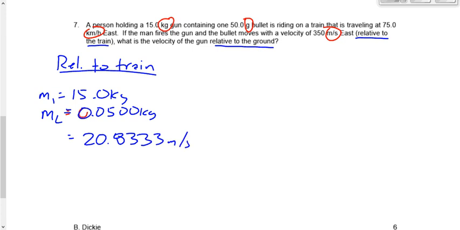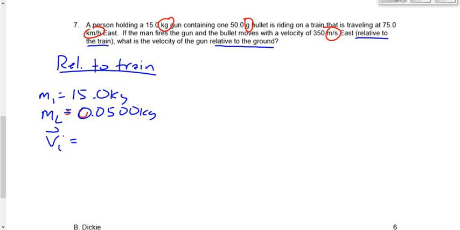Oh, wait a second. I'm not going to write that down yet. That's how fast the train is moving. Okay? The gun and the bullet are together before the explosion takes place, right? We're going to call that VI, the initial velocity of the gun-bullet combination.